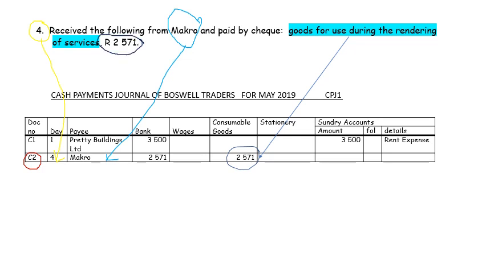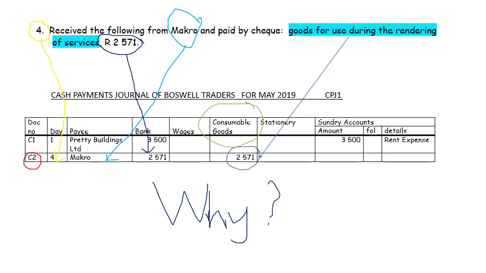What's the amount of the check? 2571. So in your bank column, 2571. Why are we spending? We are buying goods for use during the rendering of services, which is consumable goods. Do you have a column for consumable goods? Yes, there is one, because we know that goods for use during the rendering of services are called consumable goods. Do you understand why you need to know the accounting concepts? Otherwise, you will not understand where you have to write this. And in that column, the 2571.